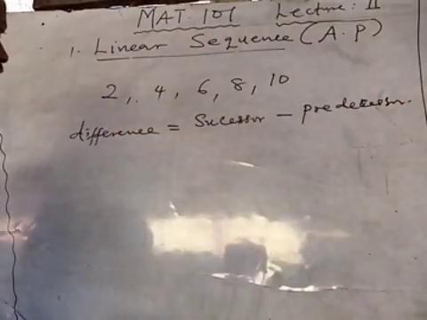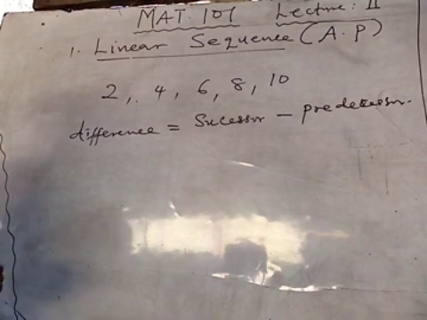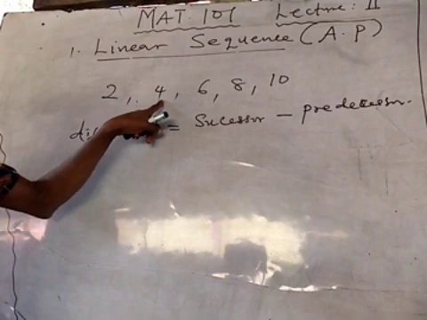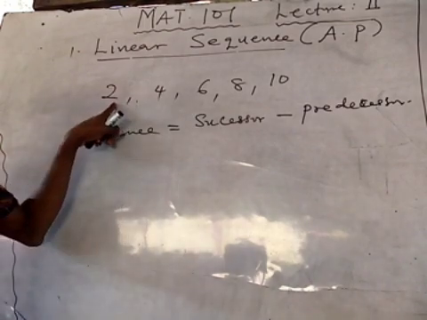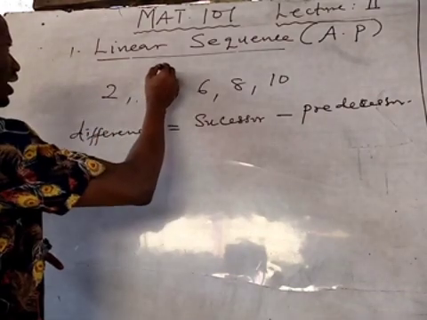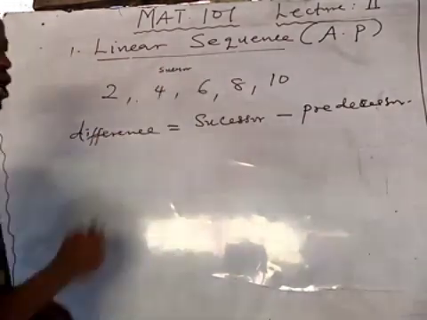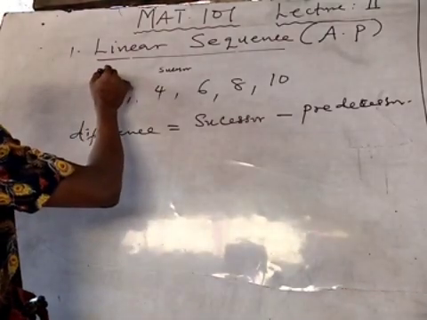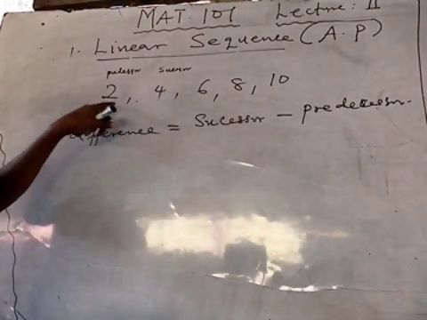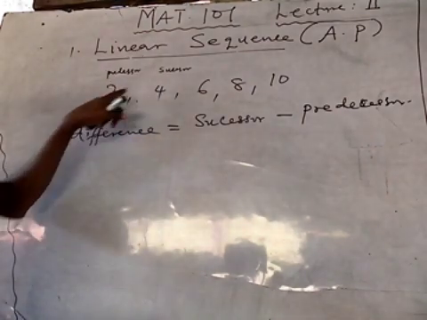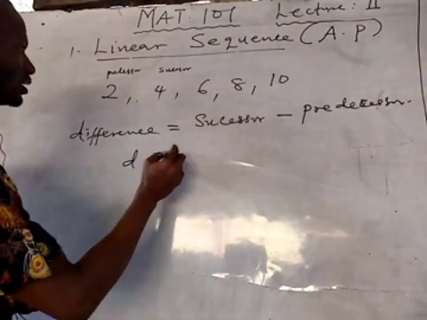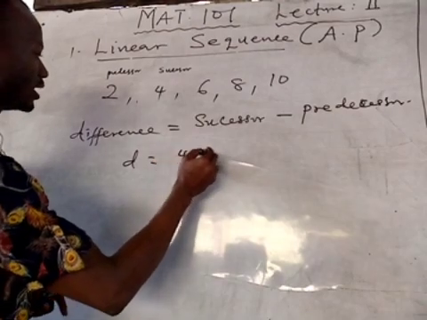All right? So now look at this. In this sequence here, 2 is the first term, and 4 is the second term. You can see that 4 succeeds 2, that is, 4 comes after 2. So 4 becomes the successor of 2, and 2 becomes the predecessor. So our difference D will be equal to 4 minus 2.